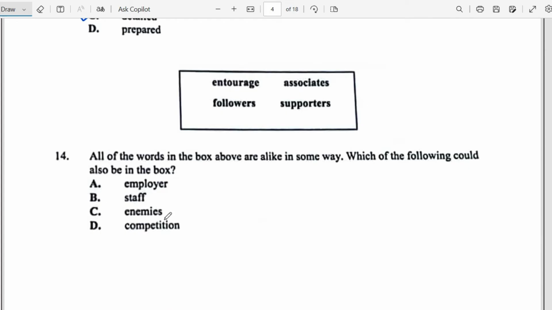But let's look at the others. Enemies, these are persons who you're not friends with or you do not have a camaraderie with. And then competition would be something similar to enemy, that you're against this person or you're in rivalry with this person. So the correct answer is staff.